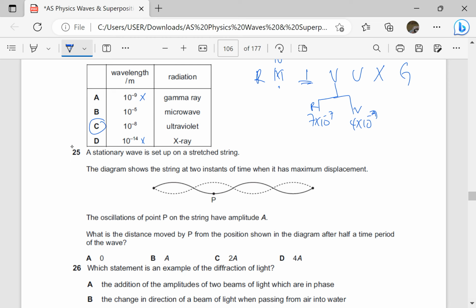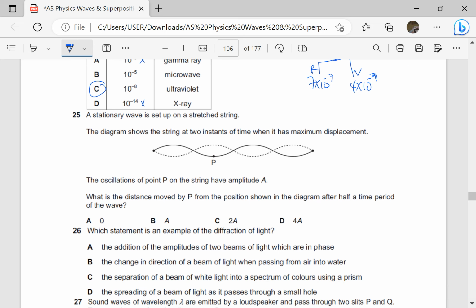A stationary wave is set up on a stretched string. The diagram shows the string at two instants of time when it has maximum displacement. The oscillations of point P on the string have amplitude A. What is the distance moved by P from the position shown in the diagram after half a time period of the wave? Let's look at the diagram.